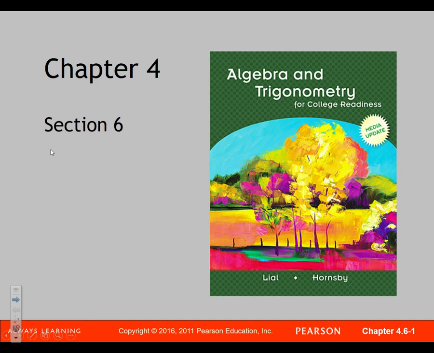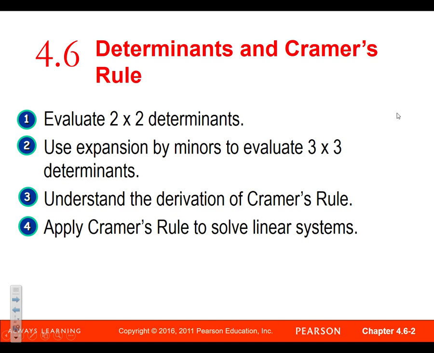Chapter 4, Section 6 is the last section, dealing with matrices. In 4.6, we're going to talk about determinants and Cramer's rule for solving linear systems. So we're going to evaluate a 2x2 determinant, use expansion by minors to evaluate 3x3 determinants, and understand the derivation of Cramer's rule. Apply Cramer's rule to solve linear systems.